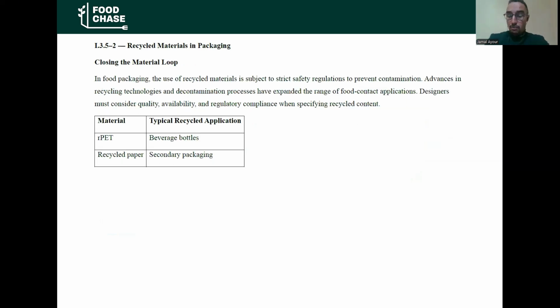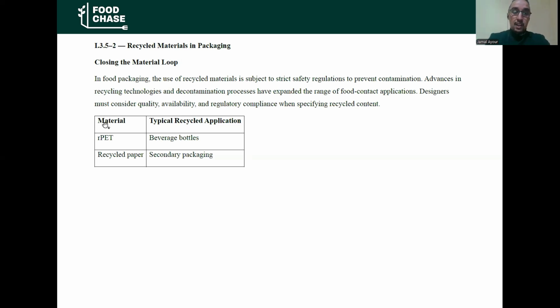For closing the materials loop, as you can see on this slide, in food packaging, the use of recycled materials is a subject of strict safety regulation. This regulation exists in Europe, but also in all of the world, in the US, for example. It's a worldwide question about the choice of the materials. Advanced research, advanced recycling technology, and decontamination processes have expanded the range of food contact applications. Designers must consider quality, availability, and regulatory compliance with specific recycled content.